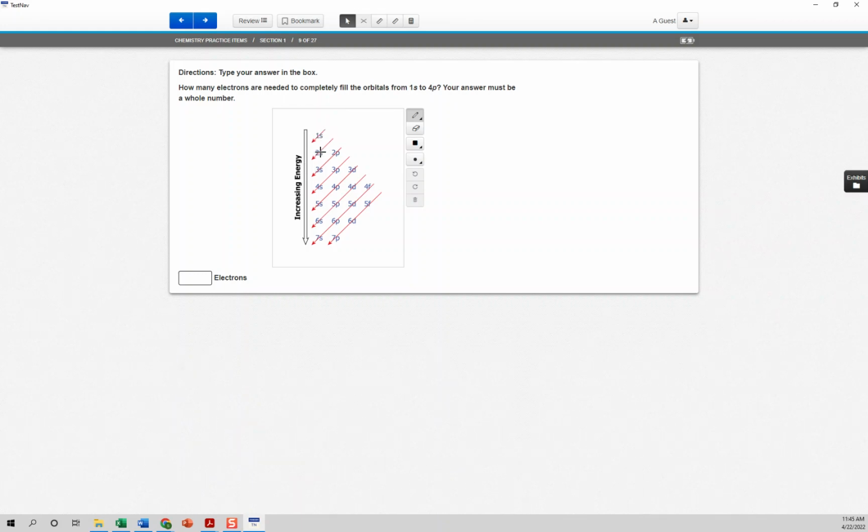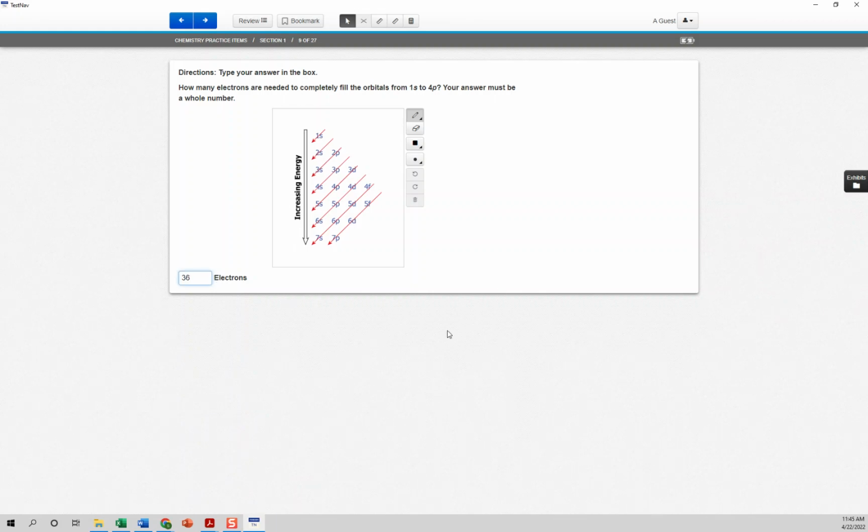So 2 plus 2 plus 6 plus 2 plus 6 plus 2 plus 10 plus 6, and we would stop there. So we would add all those up. So again, 2 plus 2 plus 6 plus 2 plus 6 plus 2 plus 10 plus 6. If you were following along there, that math is 36.